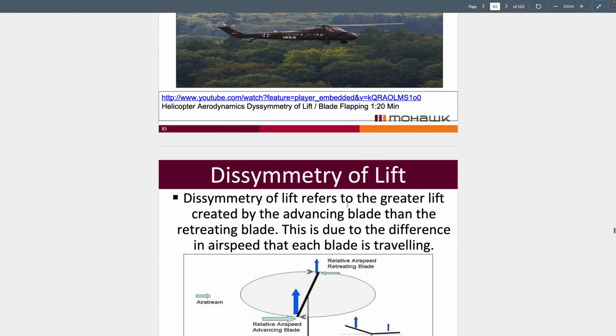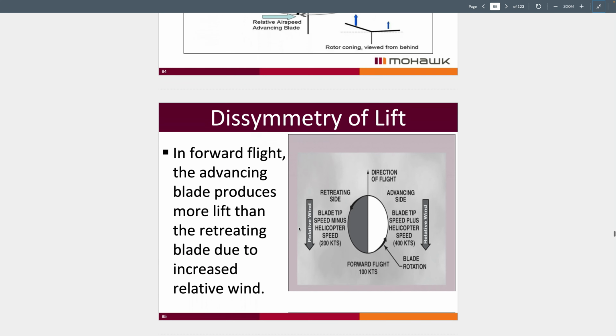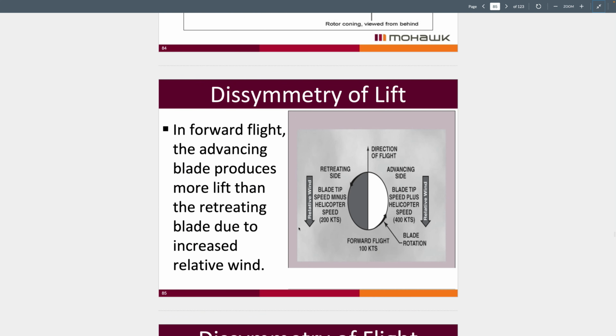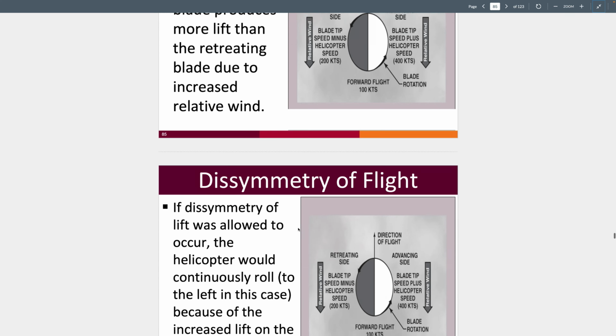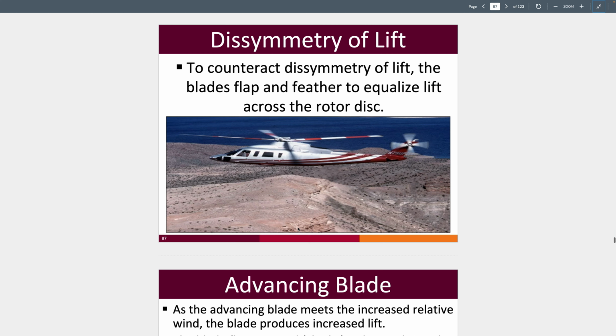So we talked about the symmetry of lift, and here we're going to talk about it some more. The advancing half of the rotor blades will produce more lift than the retreating half, and that's a summary of what the dissymmetry of lift is about. To counteract the dissymmetry of lift, blades are flapped and feathered to equalize the lift across the blade pitch.